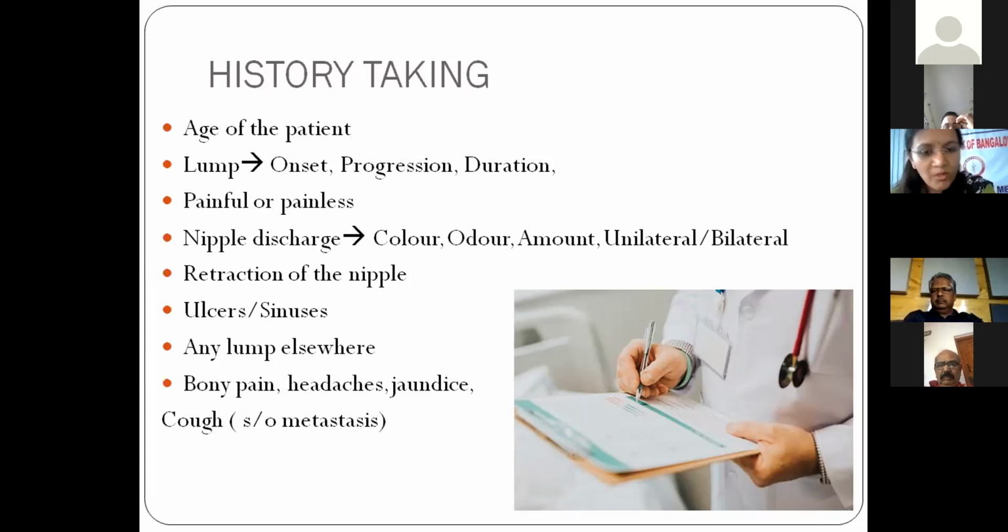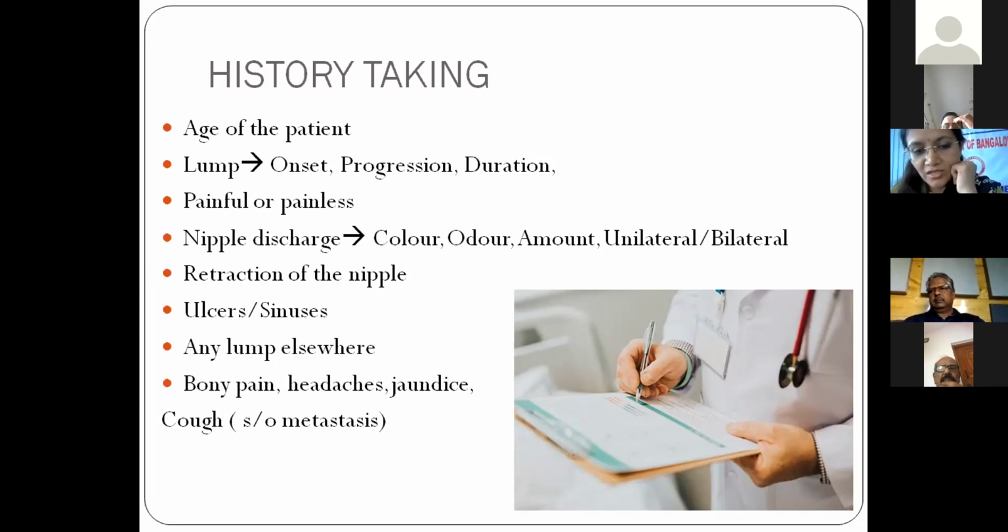Another important thing pertaining to the nipple is retraction of the nipple, which can sometimes be a long-standing retraction that the patient has noticed from pubertal age. It is again very important for you to ask whether it is a long-standing retraction or it has gone inside recently. Then again, ulcers or lumps anywhere else in the body. These are again very important questions about the complaints which patients usually come to us with.